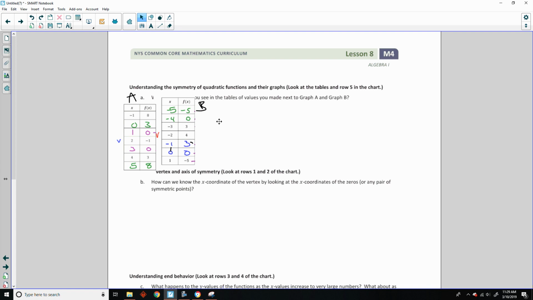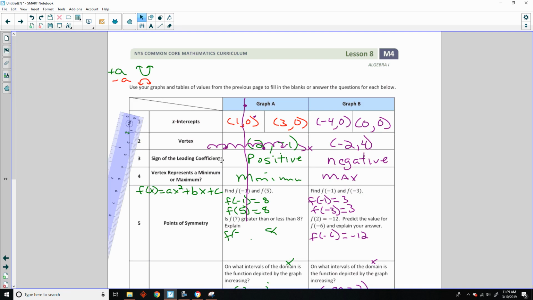All right, now it says vertex and axis of symmetry. Look at rows 1 and 2 of the chart. So if I go back, they're talking about this, rows 1 and 2 of the chart. Right here, I've got some garbage in there. Let me move it, just so we can read that, get rid of these points. That's better. So we're looking at rows 1 and 2 in the chart.